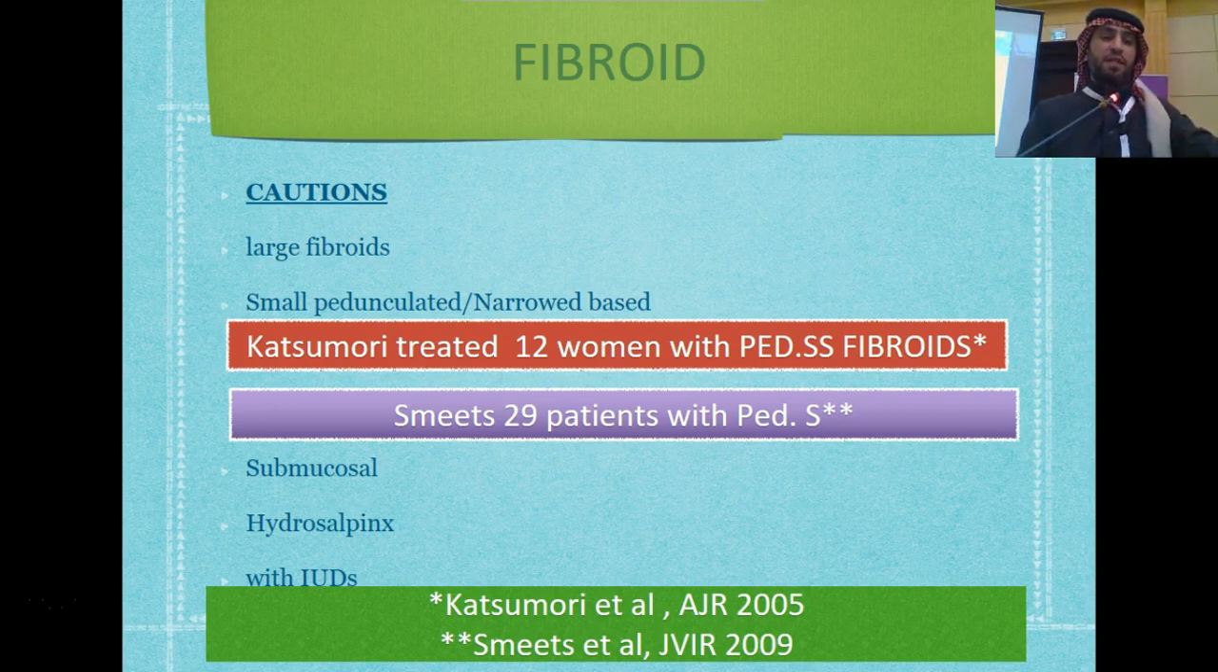Now, small pedunculated, narrow-based fibroids used to be contraindicated. Nowadays, that's not the case, based on at least 2 studies in the medical literature. Small volume, but it's convincing that this is very safe to do. Submucosal, there is no contraindication to do submucosal, except in our community, if the patient is a virgin, that's very difficult, because the risk of expulsion is very high. The patient might expel, so a virgin patient might be difficult.